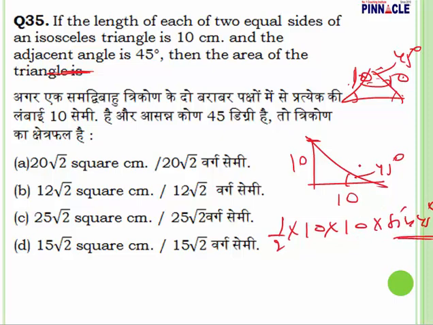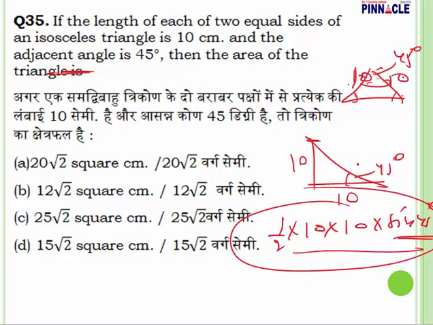When it is given 60 degree, 45 or anything, because when it is 90 degree, sine 90 is equal to 1, so it will be, you can say, a right angle triangle. But when the angle is 45 instead of 90, then use sine 45. This is the formula and you should remember this.